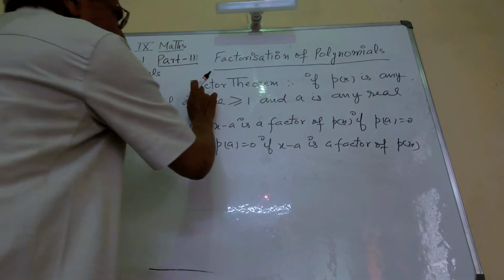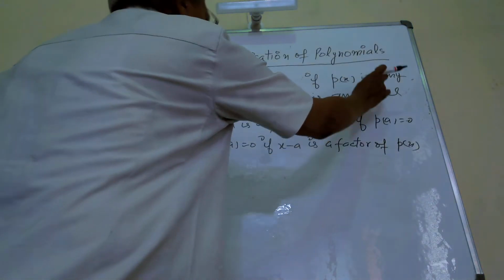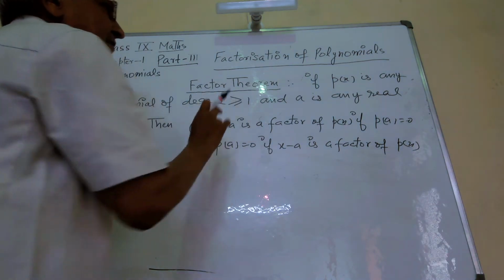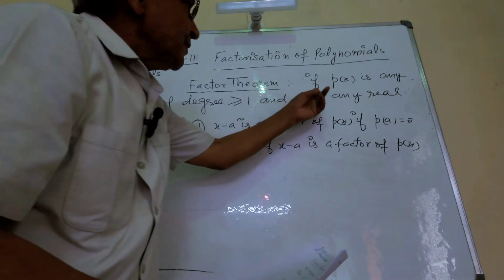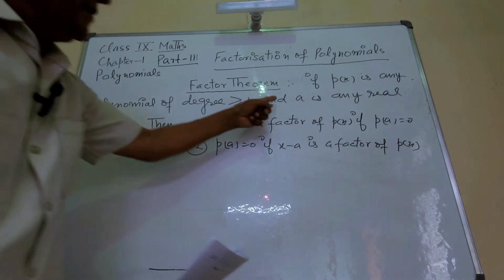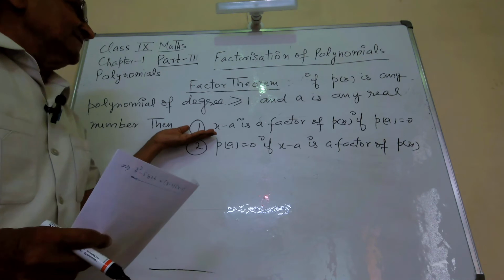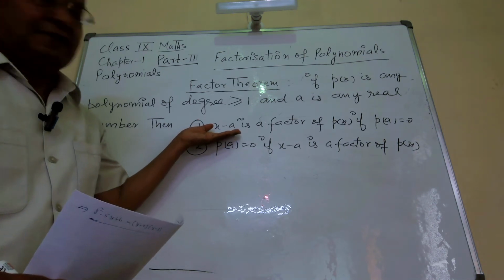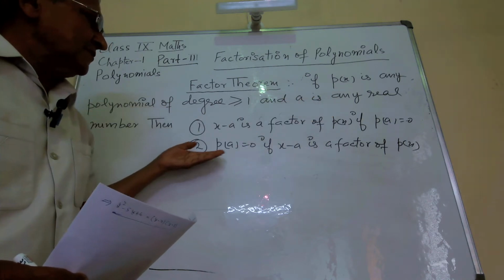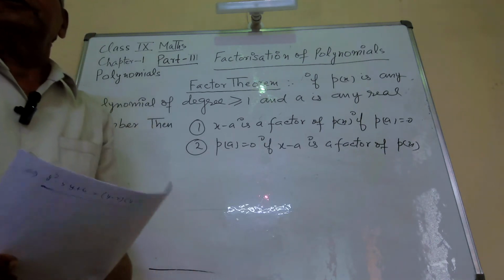What is the definition of factor theorem? This is the factor theorem. If P(x) is any polynomial of degree greater than or equal to 1 and a is any real number, then first condition: x minus a is a factor of P(x) if P(a) is equal to 0. Second condition: P(a) is equal to 0 if x minus a is a factor of P(x).